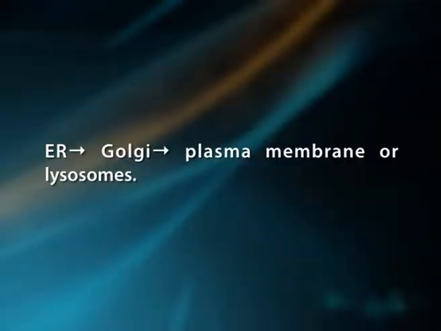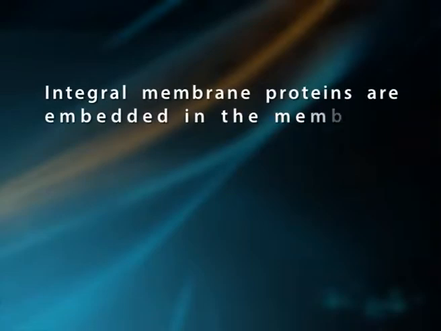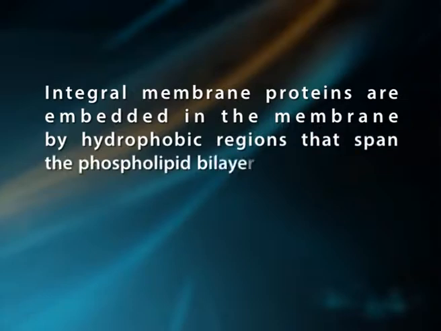From the endoplasmic reticulum membrane, they proceed to their final destination along the same pathway as that of secretory proteins, that is, from the endoplasmic reticulum to the Golgi to the plasma membrane or lysosomes. These proteins are transported along this pathway as membrane components, however, rather than as soluble proteins. Integral membrane proteins are embedded in the membrane by hydrophobic regions that span the phospholipid bilayer.